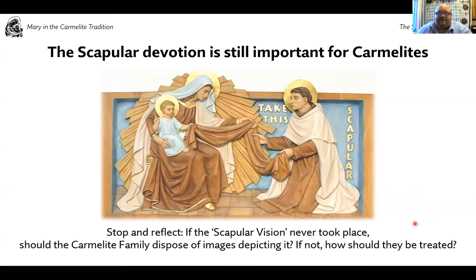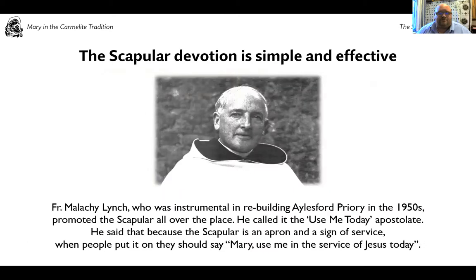Now, if this scene never took place, if the scapular vision never took place, what should we do with pictures like this? Should we just get rid of them? This one's in a museum, but how should we treat such images? Can we still value them for those bigger truths that I've talked about? And I would say that the scapular devotion is still simple and effective.